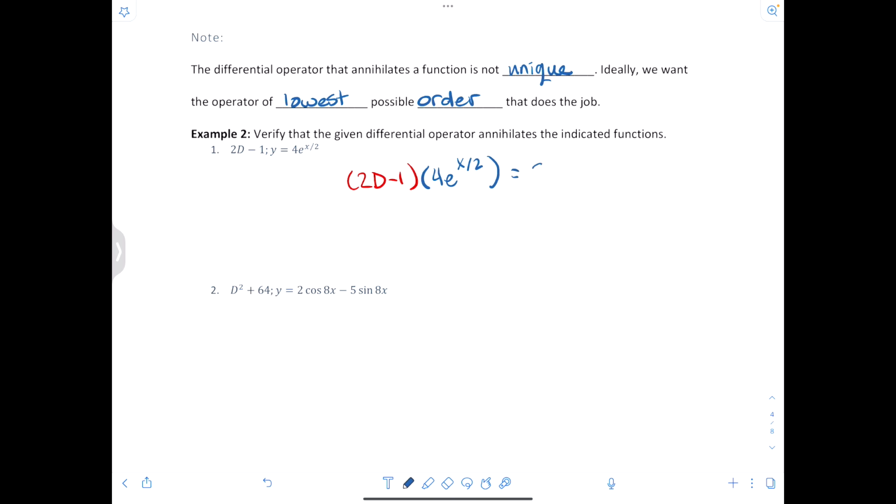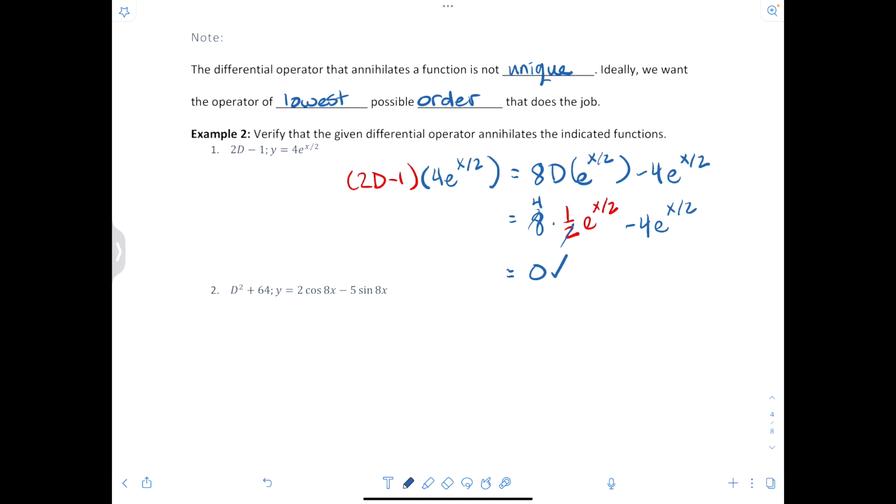Well, we'll get 8 times the first derivative of e to the x over 2 minus 4e to the x over 2, which is 8 times, when I differentiate e to the x over 2, I get 1/2 e to the x over 2, and then minus 4e to the x over 2. And isn't that cool? This simplifies to 4 minus 4, so they zero each other out. So check, it works.